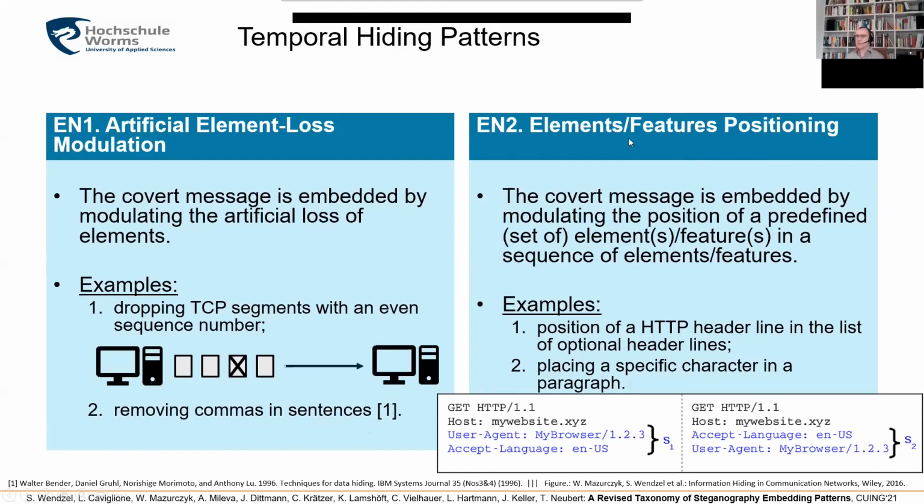For the second pattern, elements features positioning, the covered message would be embedded by modulating the position of a predefined set of elements or features in a sequence of elements or features. Sounds difficult, but actually the idea is pretty simple.